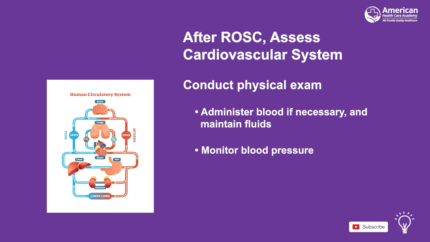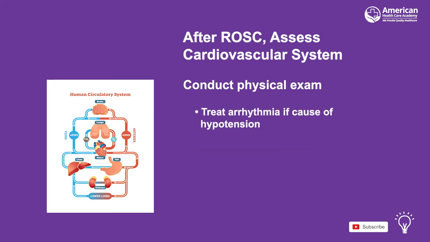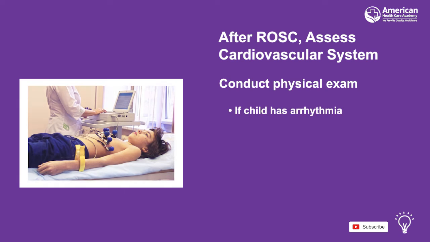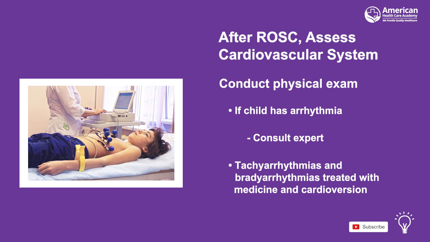Monitor the child's blood pressure. Treat hypotension with vasoactive drugs and treat any arrhythmia if they are the cause of hypotension. Give the child a vasopressor to constrict their blood vessels if they have vasodilation-induced hypotension. If the child has any arrhythmias, consult an expert. Tachyarrhythmias and bradyarrhythmias should be treated with medicine and cardioversion.